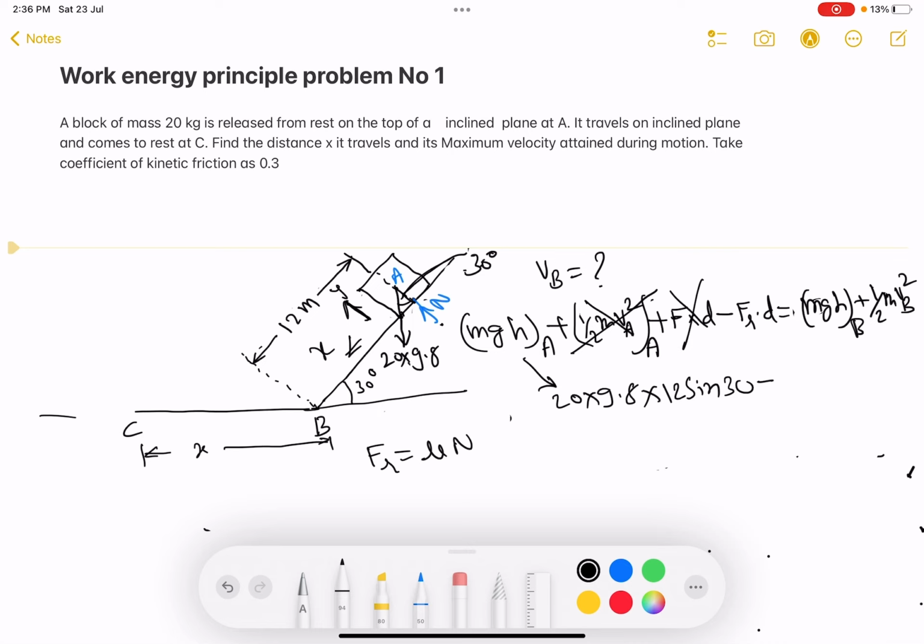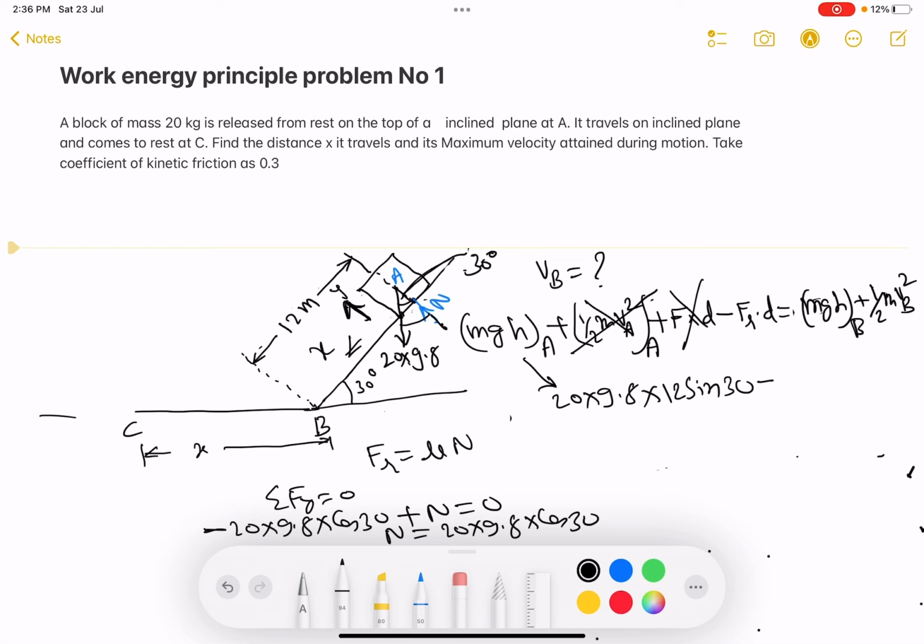Why am I taking y? Y is perpendicular to the plane. So I can say sigma Fy is equal to 0 to find out N. So this angle we have said is 30. Resolve the force: 20 into 9.8 into cos 30. This is downward, so I'll make it minus, plus N, because N is upward, is equal to 0. So you get N is equal to 20 into 9.8 into cos 30. So this is N.